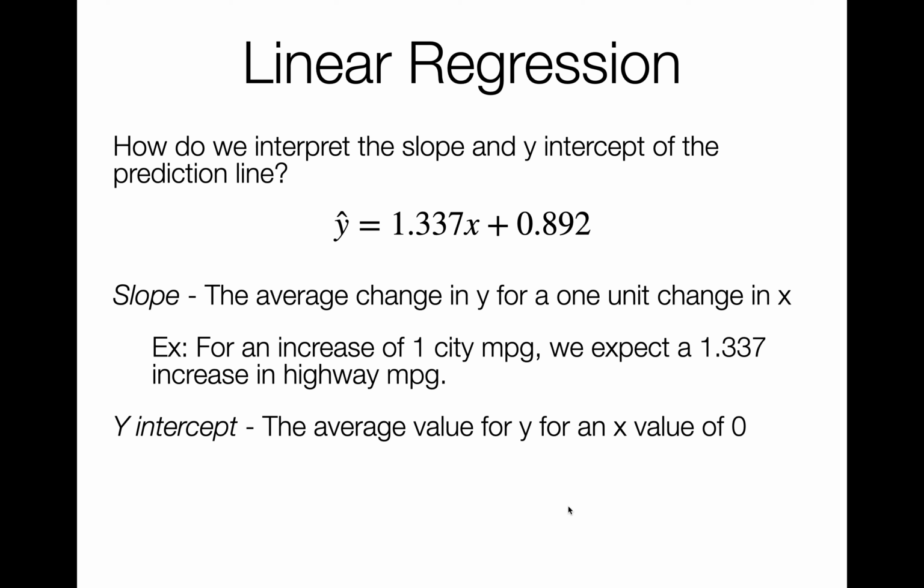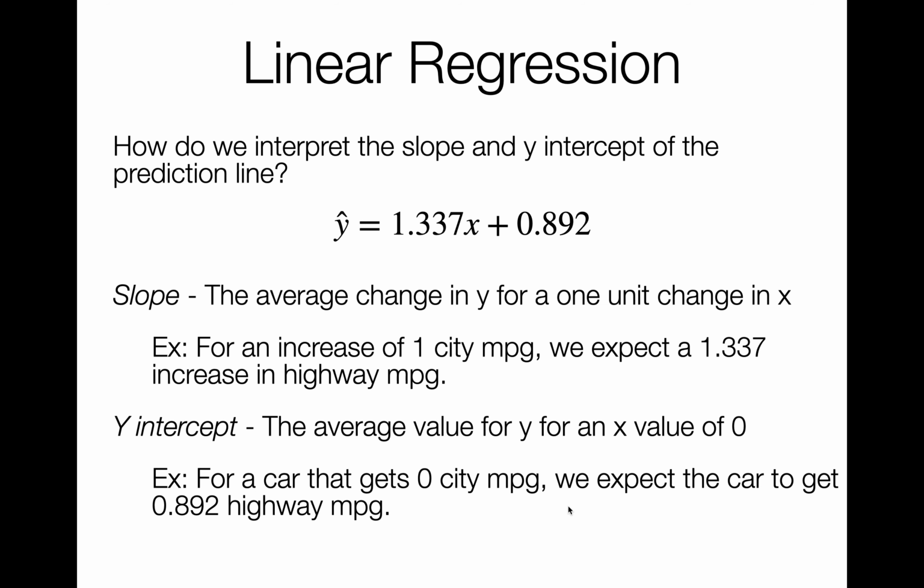Now, oftentimes when I ask you these problems, I'm going to ask if the interpretation is appropriate or not. Okay? And what I mean by that is, does it have meaning in the world? In context of the problem, is it meaningful? For instance, for this line, it would say, for a car that gets 0 city miles per gallon, I expect that car to get around 0.892 highway miles per gallon.